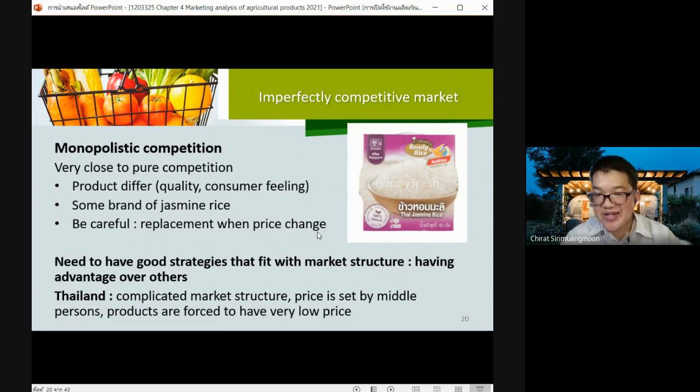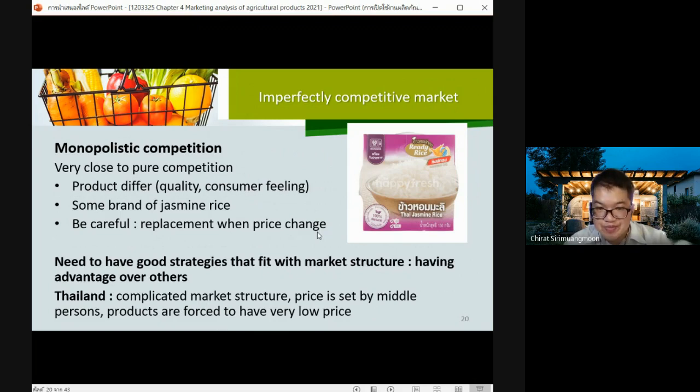And also sometimes you can think about the brand itself, like the brand Hong Thong. This one is considered to have very good texture and it's a new crop, just harvested. So they claim this is very good quality and the consumer perceives it like that too. So this is how monopolistic competition happens.